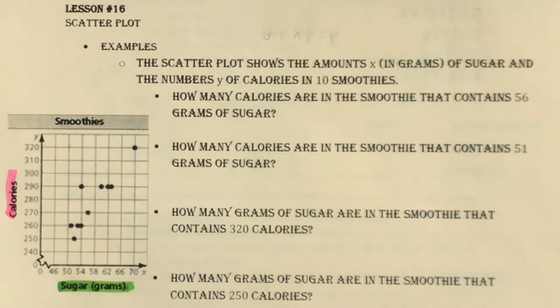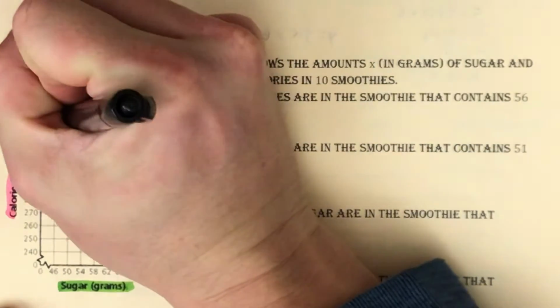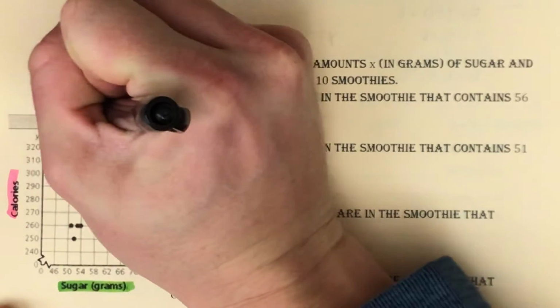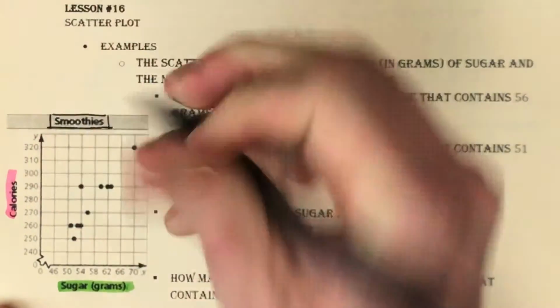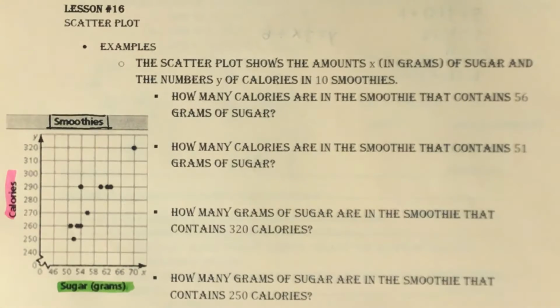And then you've got the smoothies themselves, which is the topic that we're talking about. We're talking about smoothies, the amount of calories they have, and the number of sugar grams that are in them. And then you've got these dots that represent points on the graph, or represent a smoothie itself. Each smoothie is going to have a certain amount of calories as well as a certain amount of grams of sugar in it.